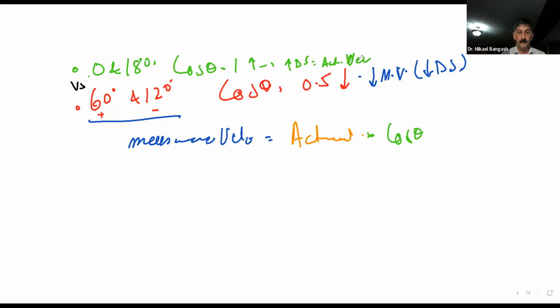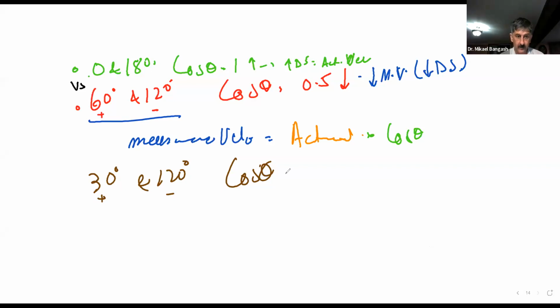What about angles like 30 degrees and 150 degrees? They have a cosine theta value that is greater than that of 60 and 120. Just keep in mind that this one is going to be positive, this one negative. Clear? The cosine theta value of these two angles is 0.85.